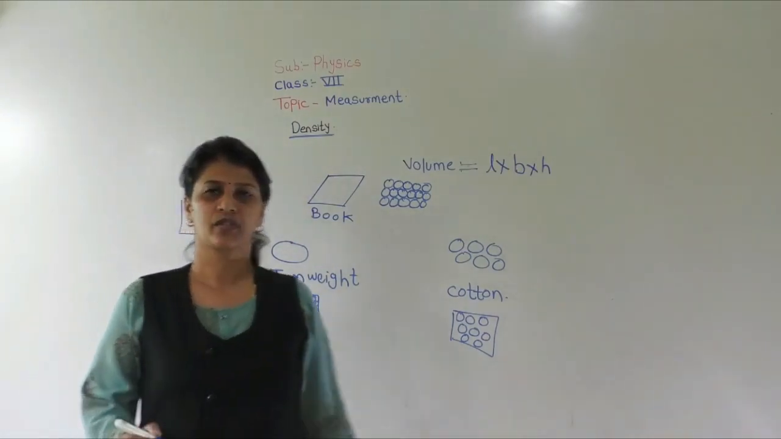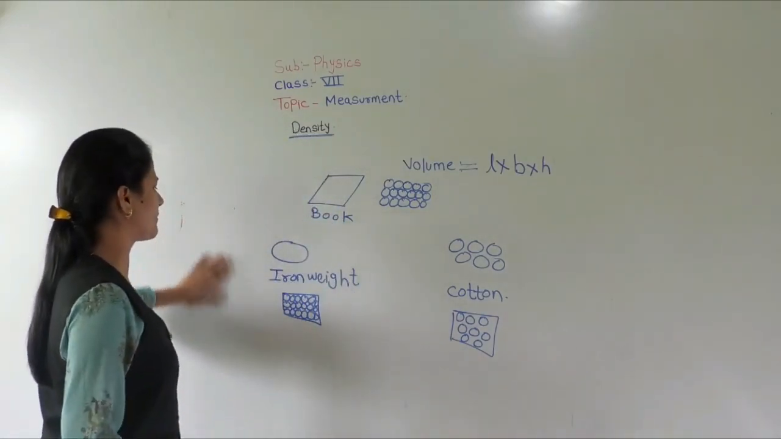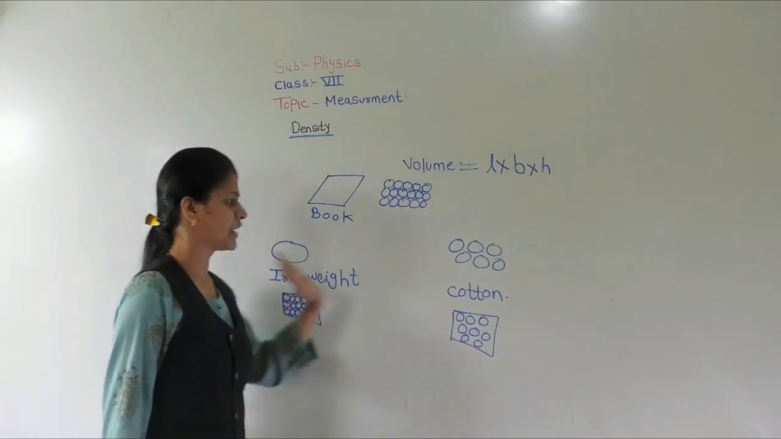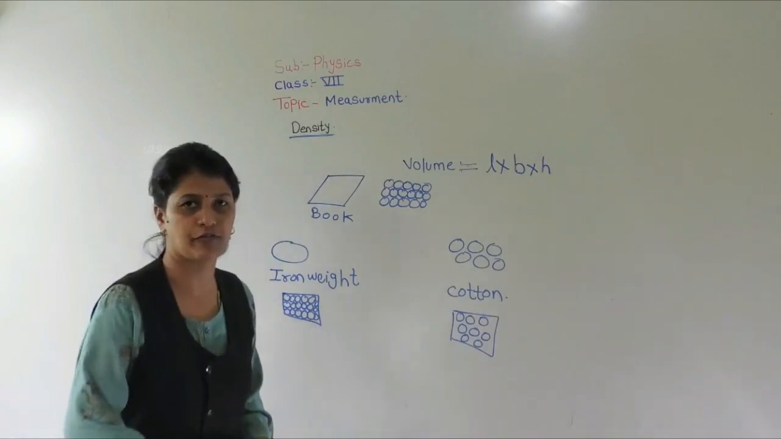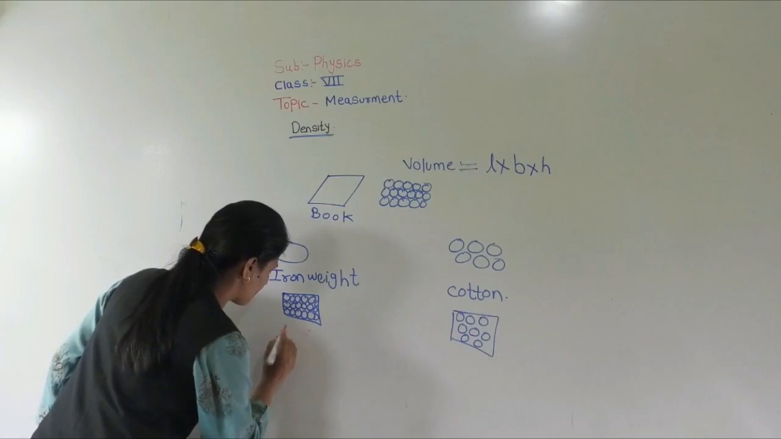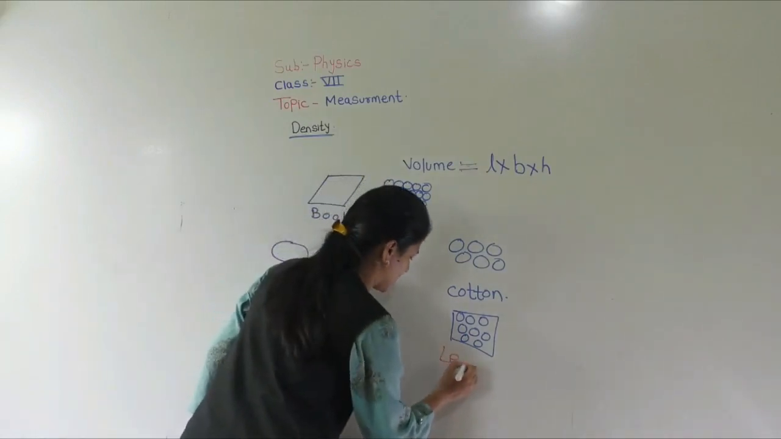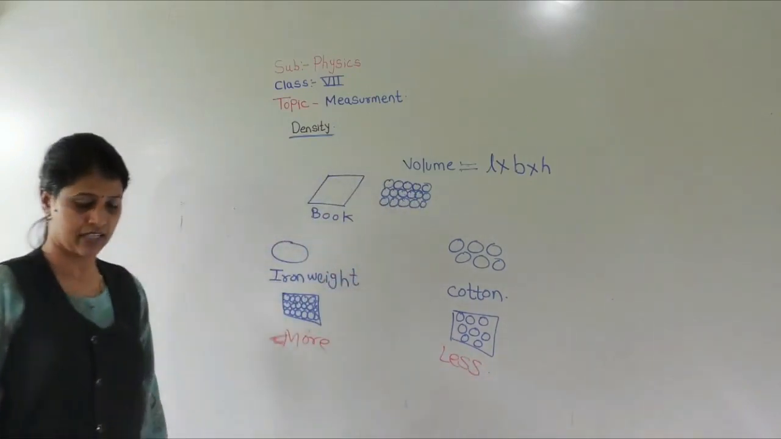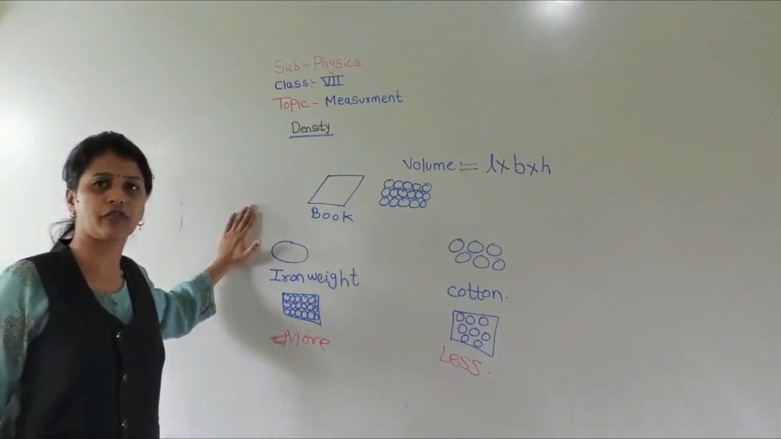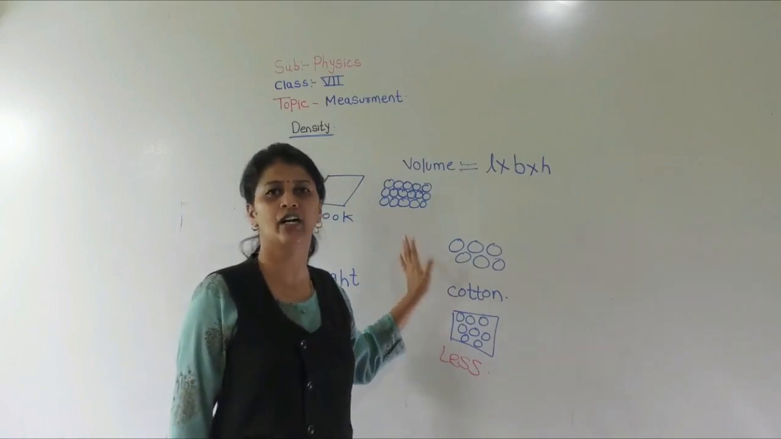What will happen? Can you tell me? Okay, instead of water, just tell me. What will happen? Whose weight will be more, iron weight or cotton? Yes, of course, iron weight will be more, and cotton will have less weight. Am I right? Yes or no? So, it means that the density of the iron weight is more than the density of cotton.